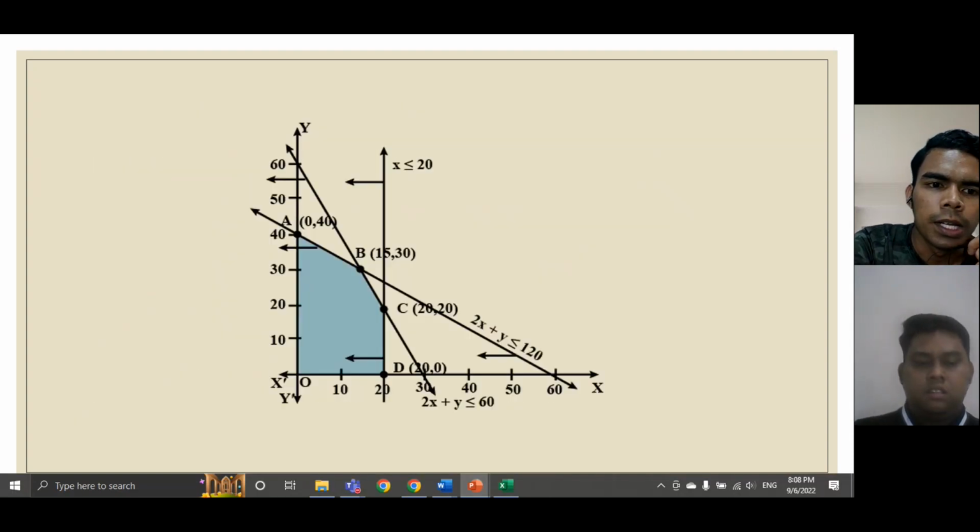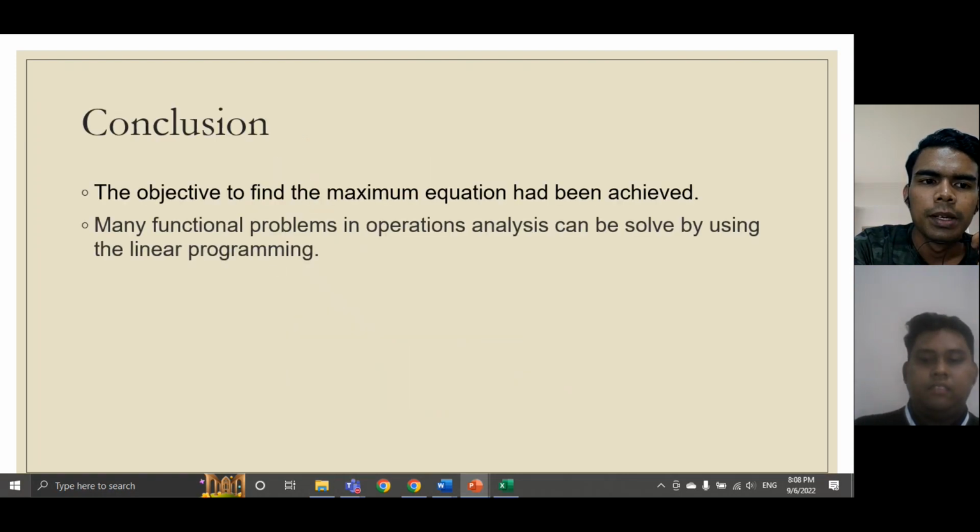All the connecting corner points are shown in the graph. The colored region contains the maximum point of Z. In conclusion, the objective of finding the maximum of the equation has been achieved by this question. Many functional problems in operational analysis can be solved by using linear programming. That's all from us. Thank you.